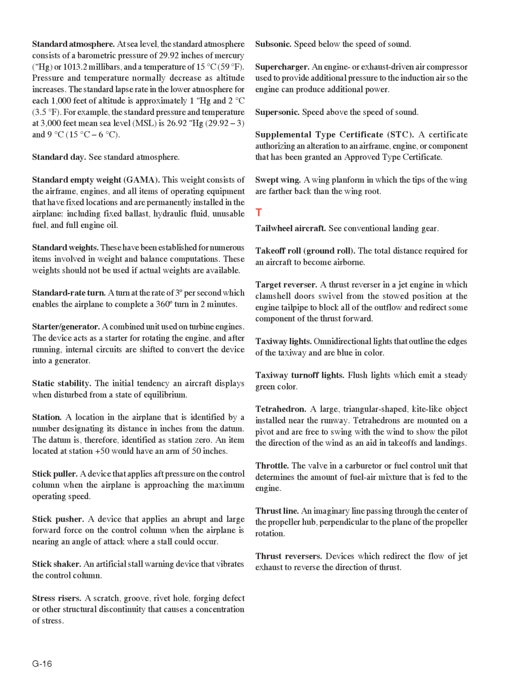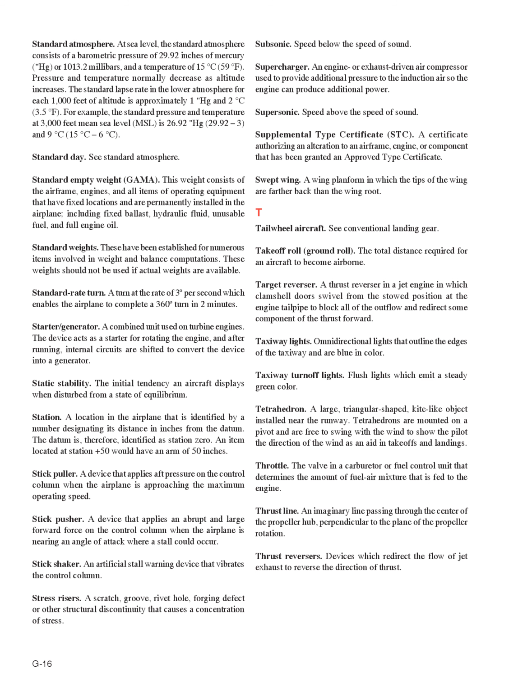Taxiway lights. Omnidirectional lights that outline the edges of the taxiway and are blue in color. Taxiway turn-off lights. Flush lights which emit a steady green color. Tetrahedron. A large, triangular-shaped, kite-like object installed near the runway. Tetrahedrons are mounted on a pivot and are free to swing with the wind to show the pilot the direction of the wind as an aid in takeoffs and landings.